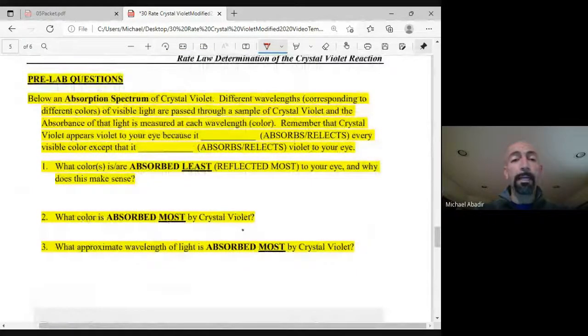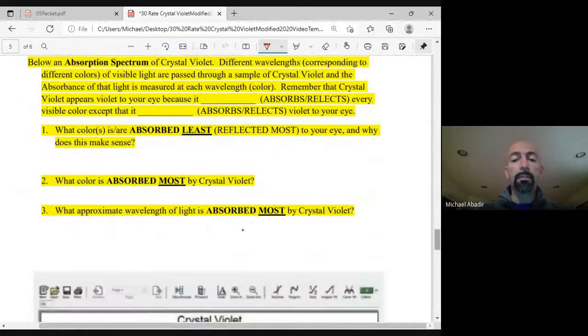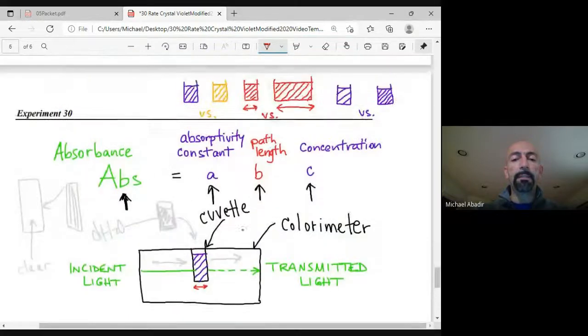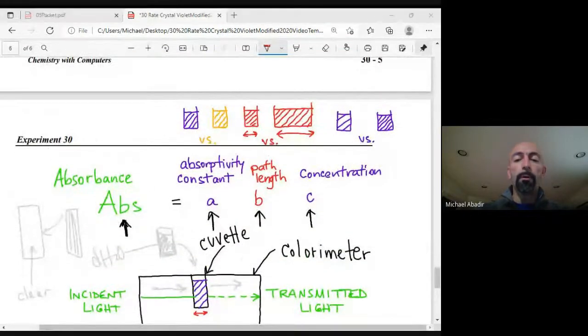So fill out this pre-lab. This is your job right now. Based on what I just told you, you can look at this graph one more time to help you out. And this is the setup you're going to use for the time when you do the lab.